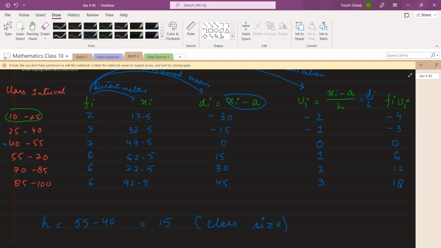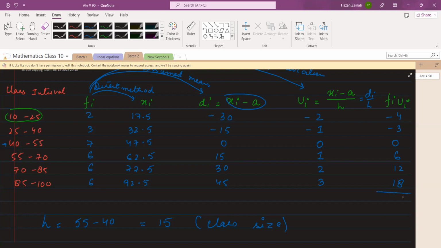So can you see the numbers are getting so small, isn't it? Yes, ma'am. They are not big numbers. So the calculation part is much easier to do. In the direct method, large numbers will be there. In the assumed mean, further reduced. In the step deviation, further reduced.